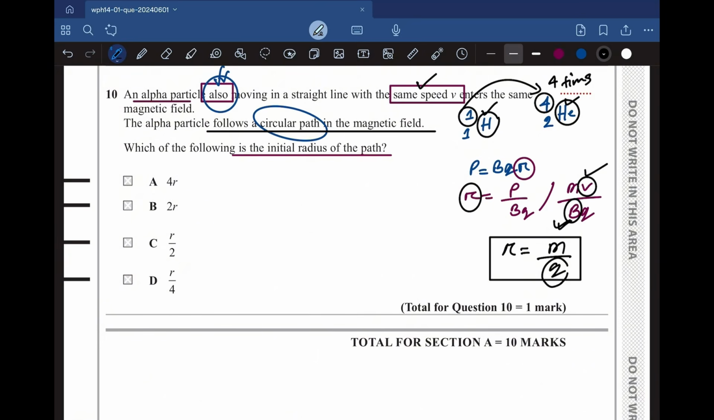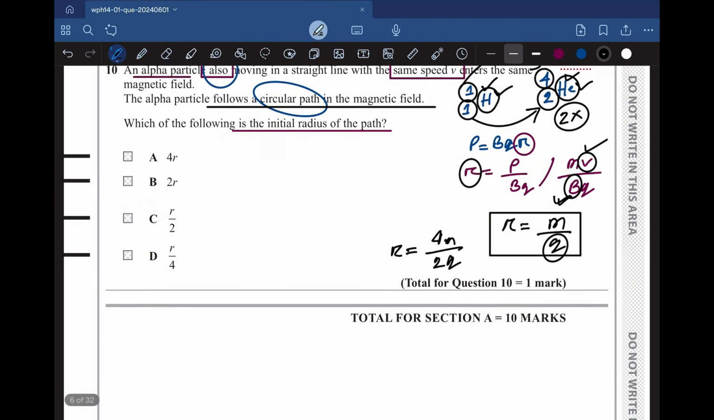And about the charge, we know charge depends upon the proton number. Hydrogen has a charge of 1 and helium has a charge of 2. So we can say helium has 2 times more charge. Basically this helium is the alpha particle and this hydrogen is the proton. So we can say R equals, the mass is 4m and the charge is 2q.